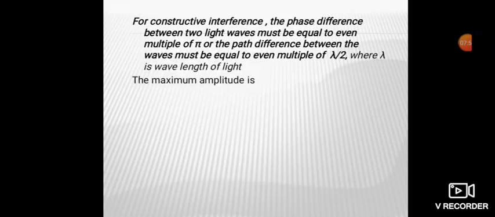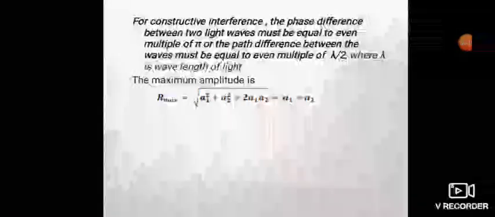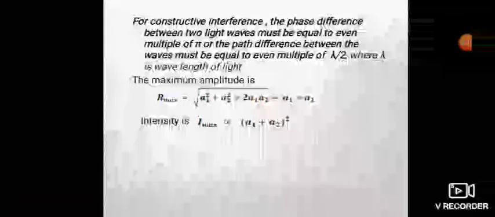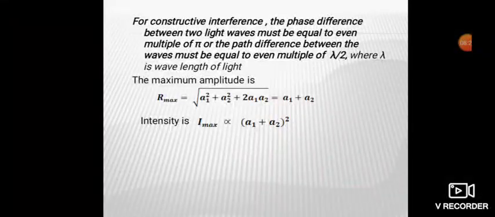Then the maximum amplitude, R maximum, is equal to the square root of A1 square plus A2 square plus 2A1 A2, because cos delta is 1, as we already know for maximum. Therefore, it is in the form of (A plus B) the whole square, under the root. So we get A1 plus A2 itself. Similarly, the intensity is also maximum. The maximum intensity is directly proportional to the square of the amplitude, so it is (A1 plus A2) the whole square.